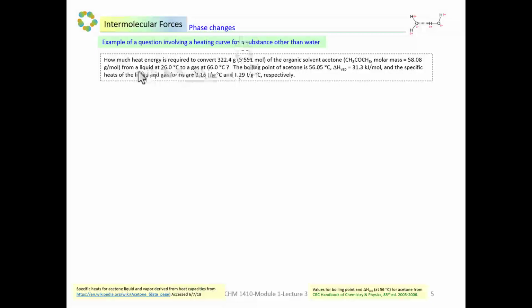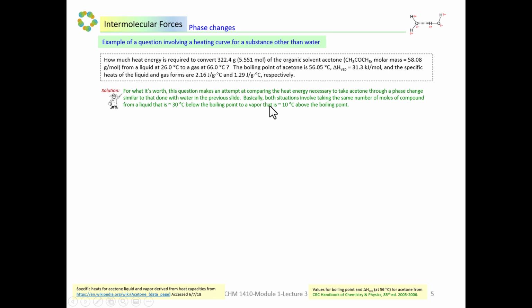And we want to take it from the liquid form at 26 degrees C to a gas at 66. The boiling point of acetone is 56.05, and we have its heat of vaporization and the specific heats of the liquid and gas forms. Again, all numbers we could look up or would be given.